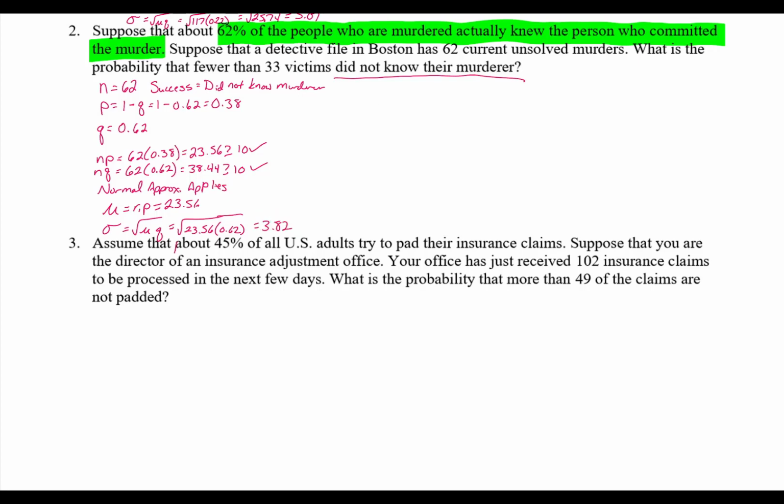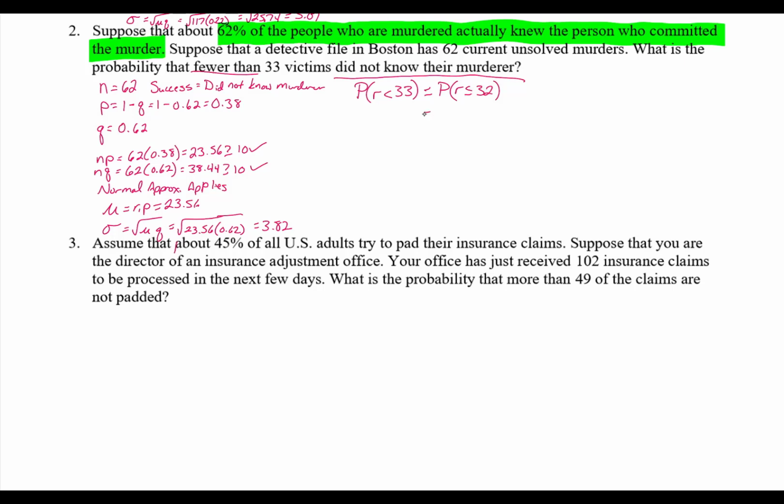So now let's go back and find the probability we're looking for. So we're looking for the probability that fewer than 33 victims did not know their murderer. So that's going to translate to the probability that R is less than 33. Now we want to stop and look at it. So we don't have equality here. We only have strictly less than. So we need to rewrite this binomial probability to have equality before we do that continuity correction. So being less than 33, that's the same thing as saying you're less than or equal to 32.